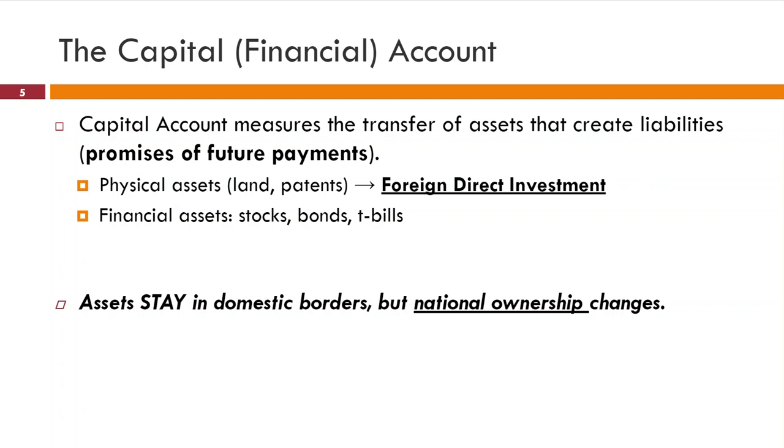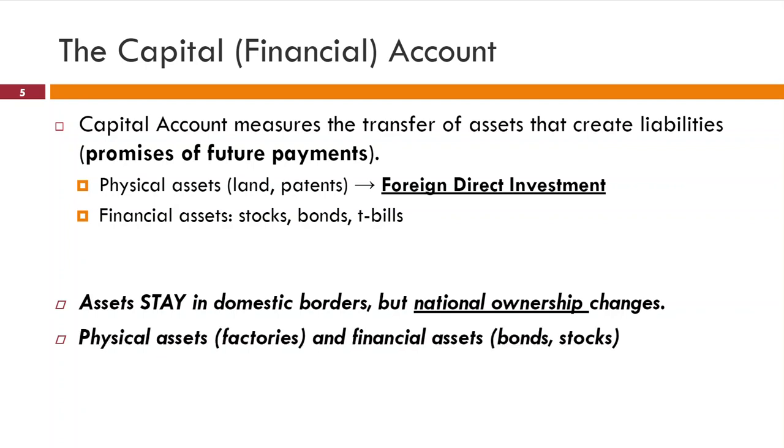The ownership is now American ownership of an asset in China. Same thing with a financial asset. When I buy a stock in Sony in Japan, the company of Sony is still headquartered in Japan, and it's still a Japanese company. But part of the company's ownership is now mine, and therefore that now belongs in the United States. So the assets stay where they are, but the ownership changes hands.